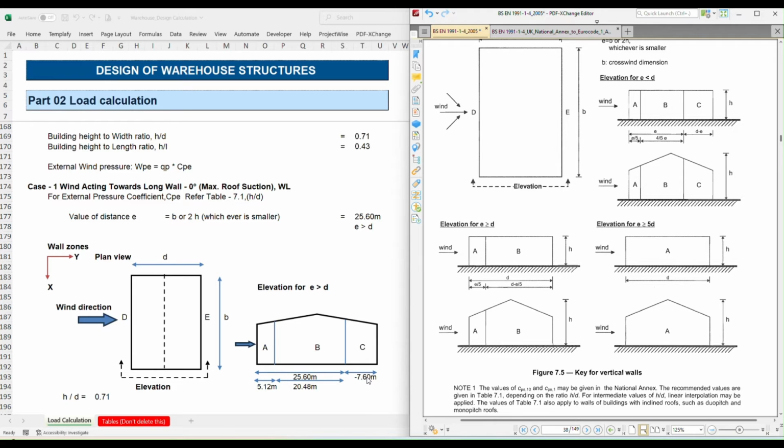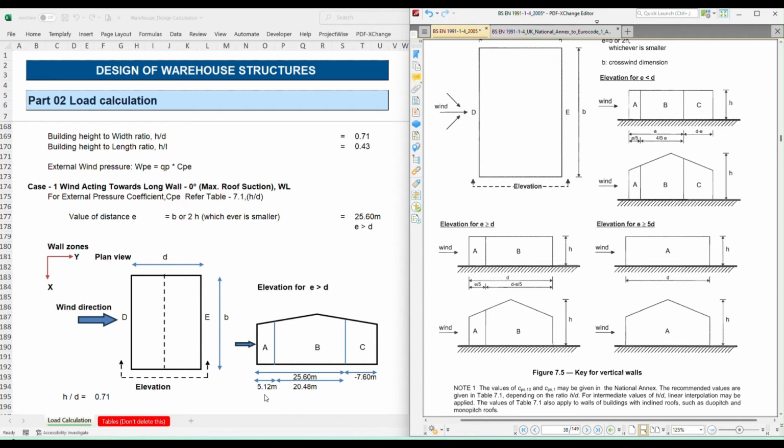That's why in our Excel calculation it is showing a minus value here. It means the entire width has 25.6, as we are going to consider the E value here, but that is greater than the D value. So that's why it has a minus value, but it is not a problem in these calculations. From E, that A zone is nothing but E divided by 5. So that was applied here.